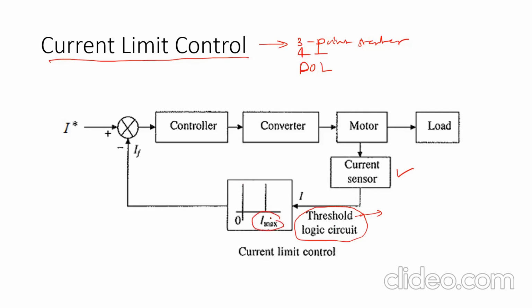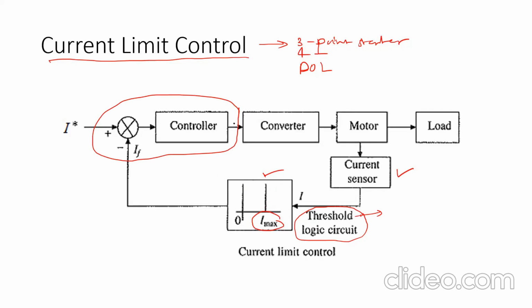Current never goes beyond Ia max. Whenever the current goes beyond Ia max, or approaches the value of Ia max, this threshold logic circuit will be activated, and this controller loop will get activated. This controller loop will be activated only when the current goes beyond Ia max.